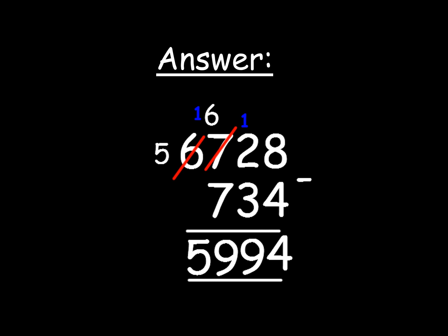6 take away 7 we couldn't do, so we need to borrow from the thousands column, so that changes to a 5. So now we've got 16 take away 7, which we can do, which is 9, and then we've got the 5 left in the thousands column. If you got that one wrong, make sure you pause the video and have a really good look at my answer and maybe listen to my explanation again if you need to.